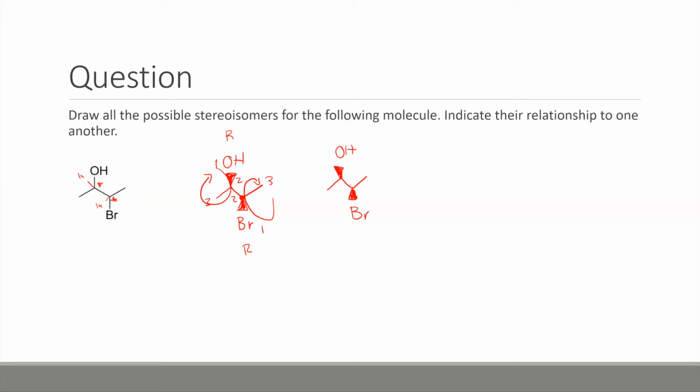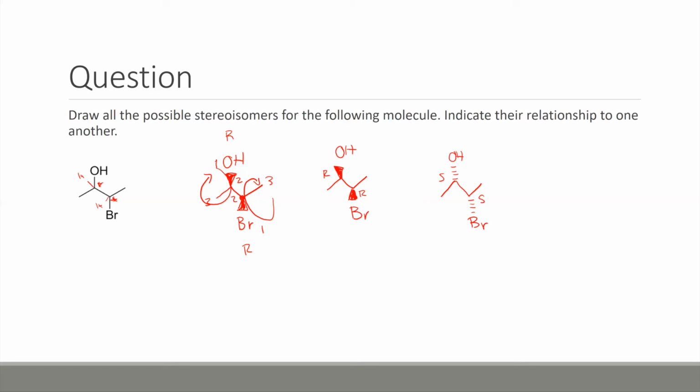Okay, so this version would be R,R. Now you can imagine if I took the mirror image of this, if I flipped it, meaning the OH is in the back here, and the Br is in the back here. This would be the S,S configuration.